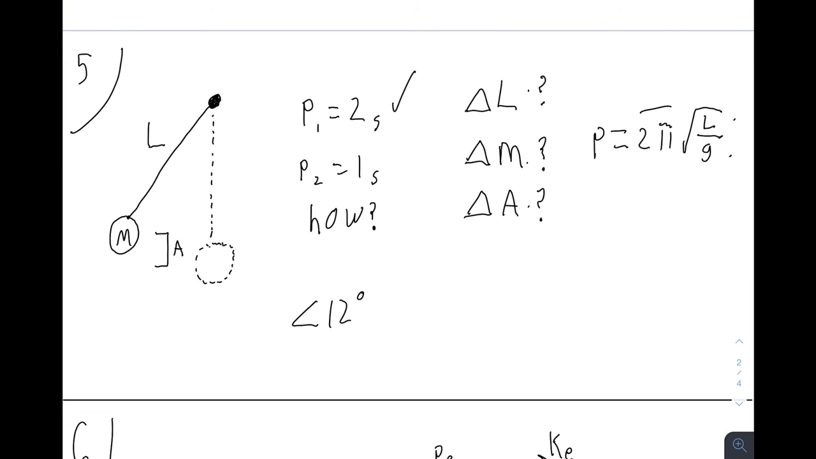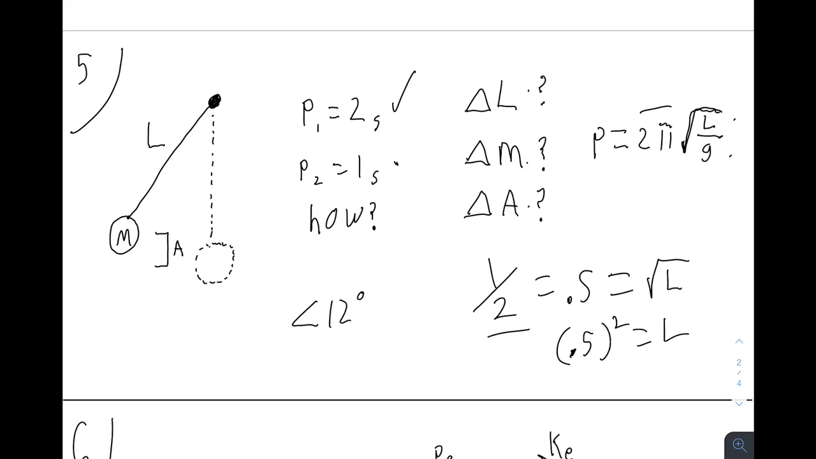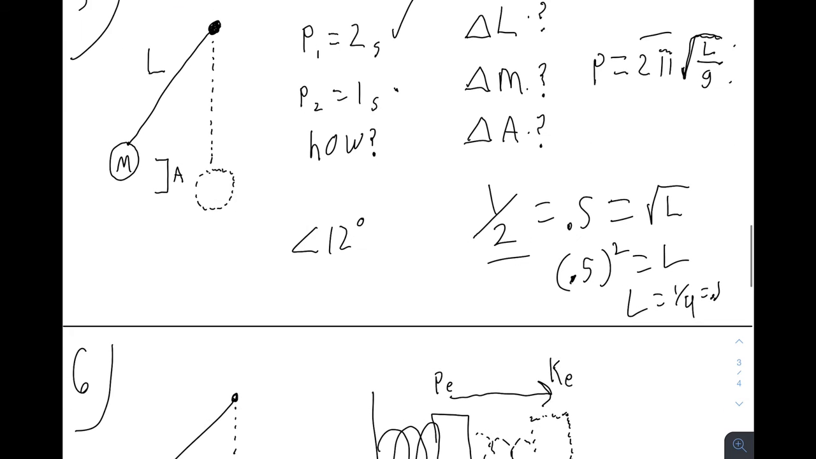So if period is just proportional to the square root of length, what do we have to change length to for the period to be half? Because 1 second relative to 2 seconds is half. So half is equal to the square root of L, if we're simplifying, everything else held constant. So the square root of something is 1/2. We know that we would just do 0.5 squared is equal to L. So if L is equal to 1/4 the length, it should halve the time.